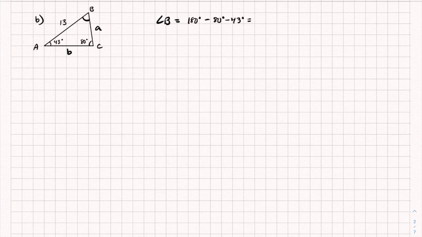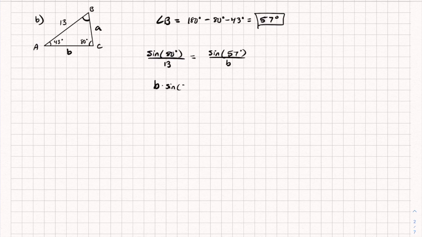180 minus 80 is 100. Minus 43 is 57. So there's my B. And then I'm going to use law of sines here, specifically doing sine of angle C, which is 80, over little c, which is 13. And I'm going to use this ratio each time to solve for my other missing two sides. Let's go through and solve for little b since we just found its angle. So this would be sine of 57 over little b. To solve for b, we're going to cross multiply.